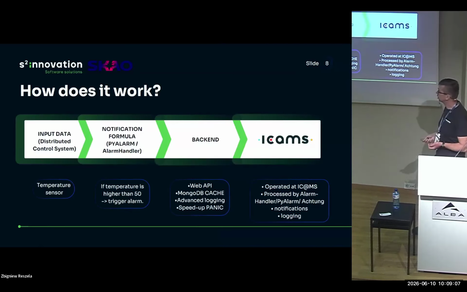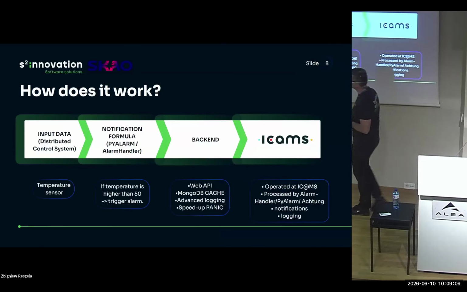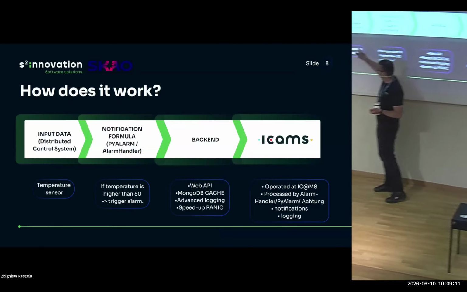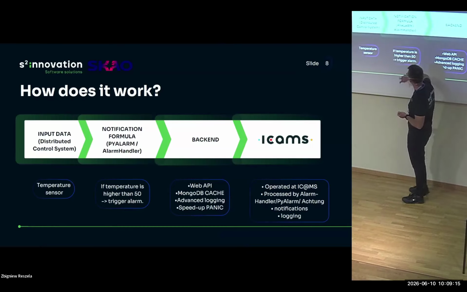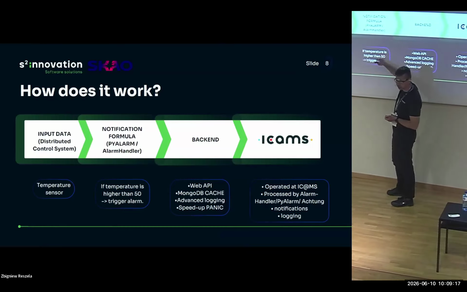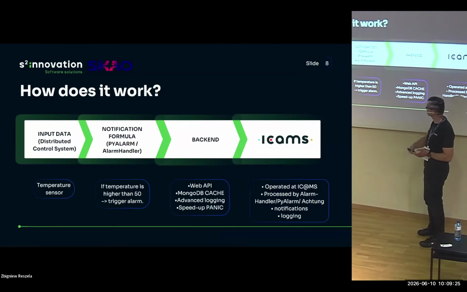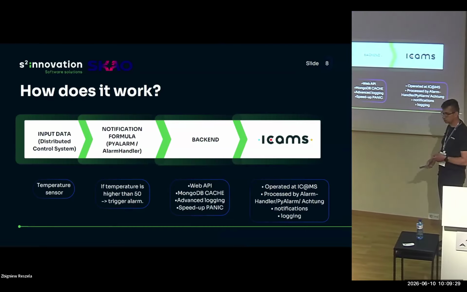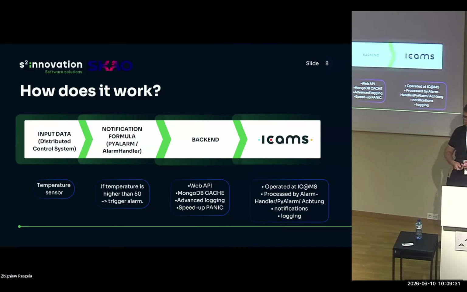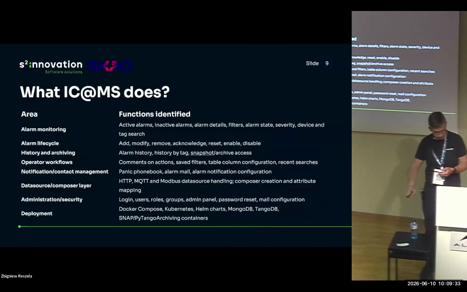In this case, if the temperature is rising, the system is detecting that, then there is a formula that is calculating, because you can set when there is an alarm, when there is a warning, following the severity. Then there is a backend, and then there is the ICAMS, the front end that the operator can actually see the alarm.